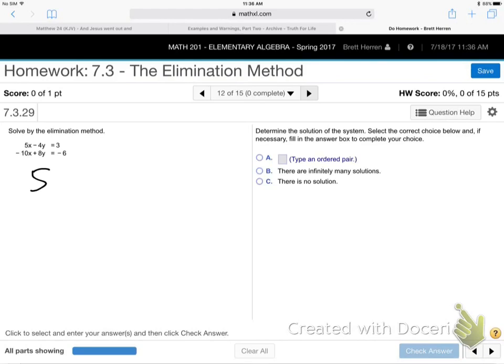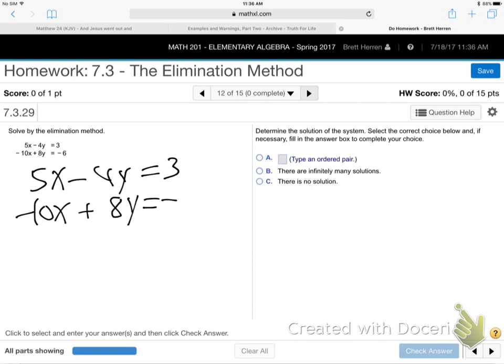Okay, so 5x minus 4y, oops, getting a little scribbly there, plus 3, minus 10x plus 8y is minus 6. Okay. So go ahead and let me let you do that. You'll see something weird will happen. You can do the x's or do the y's. It doesn't matter. Make them opposites.